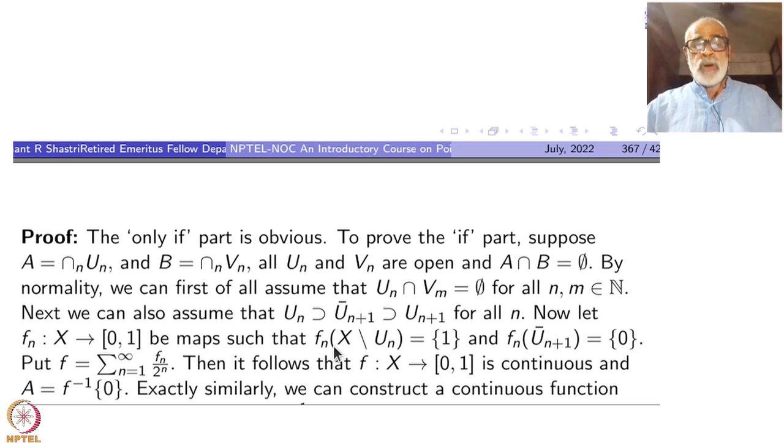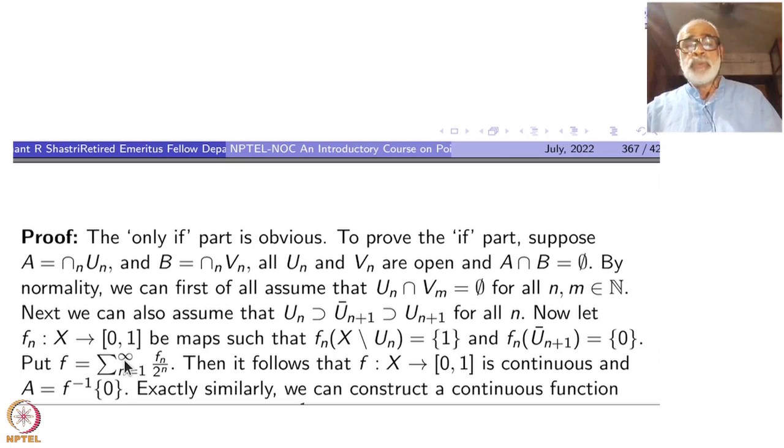Now, let Fn from X to [0,1] be such that Fn of X minus Un is singleton 1 and Fn of closure of Un+1 is 0. So, this is by normality. This is precisely a closed set going to 1, and this complement is going to 0, because X minus Un, Un is larger, does not intersect closure of Un+1, and these are disjoint subsets. So, you have got a sequence of functions with this property.